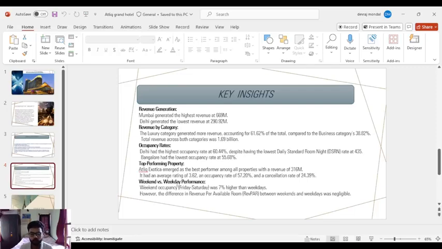And on weekend versus weekday performance, we can see that weekend occupancy, Friday to Saturday, was 7% higher than weekdays. However, the difference in revenue per available room between weekend and weekdays was negligible.